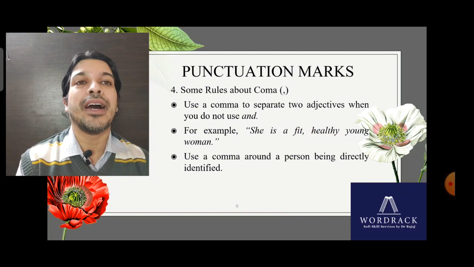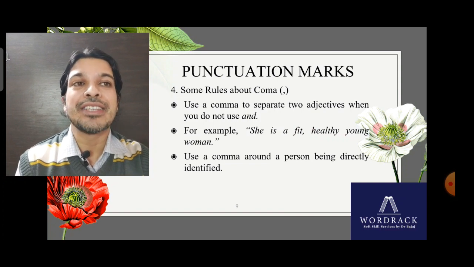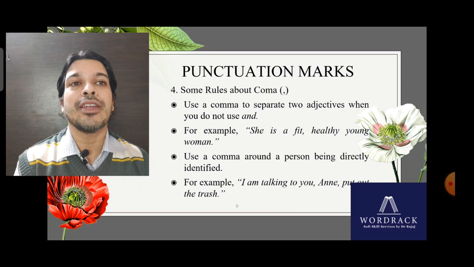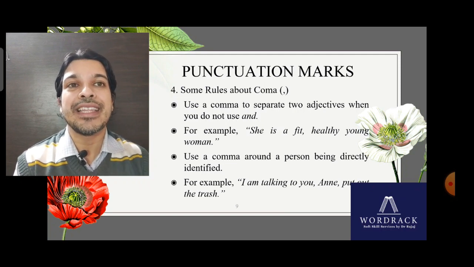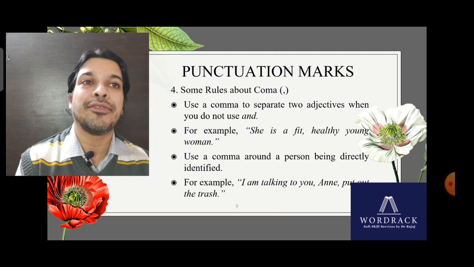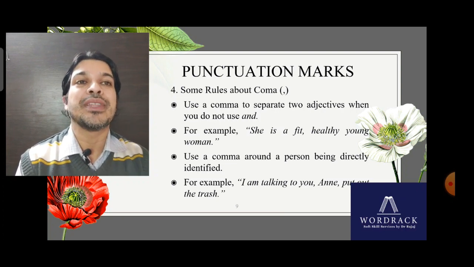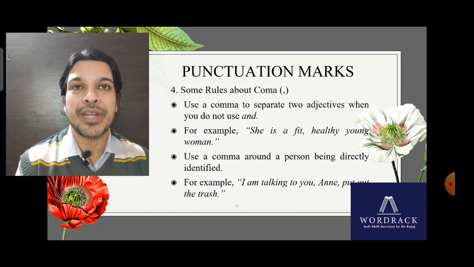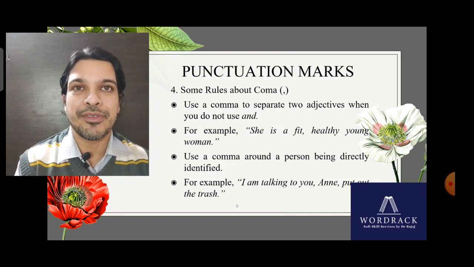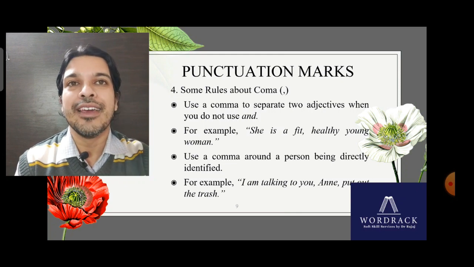Next up, use a comma around a person being directly identified. Again, we are referring to the same thing, direct address. So kindly pay attention to this. I'm talking to you Anne and put out the trash. Now within the sentence, a person has been directly addressed, so we use a comma before the name and after the name. The reason remains the same, that we want to draw the attention of the person so that he or she does what we're asking him or her to do. So in this case, Anne is being asked to put out the trash. So it's a direct address. Before the name and after the name, we use a comma. So it will be read out something like this: I'm talking to you, Anne, put out the trash. Hopefully, Anne will put out the trash.